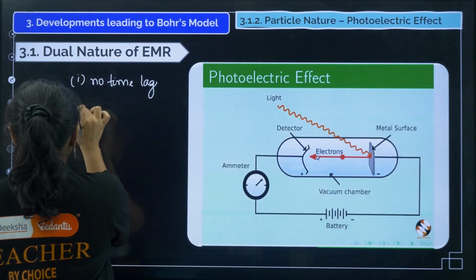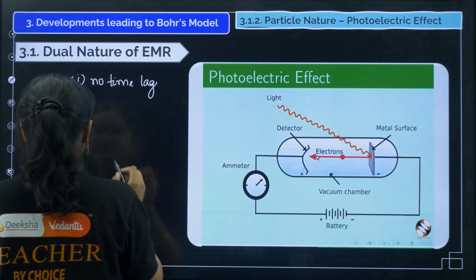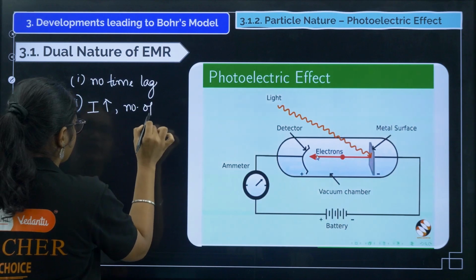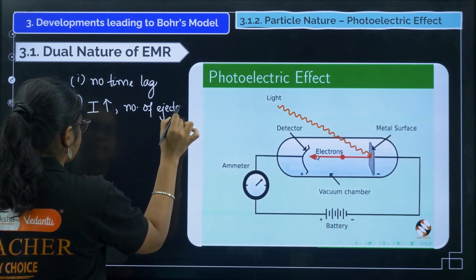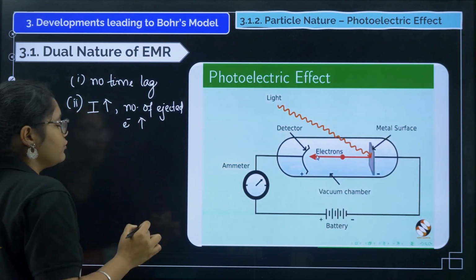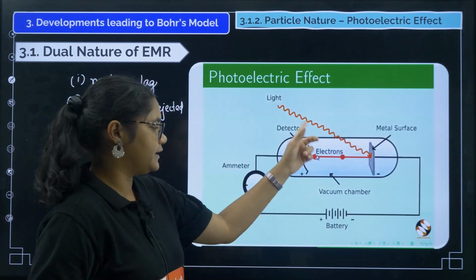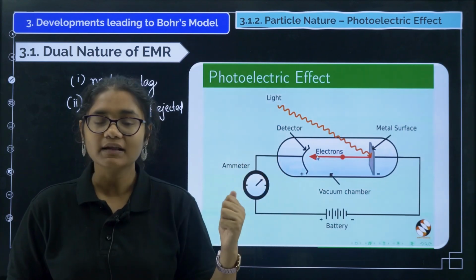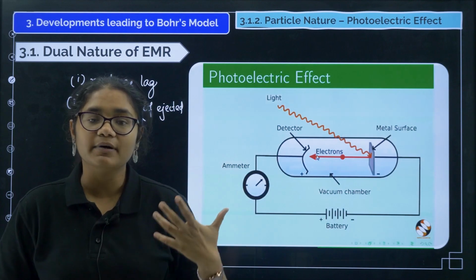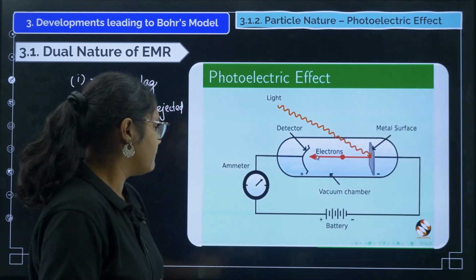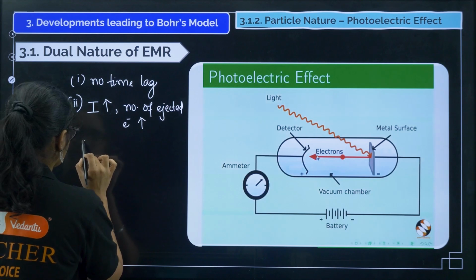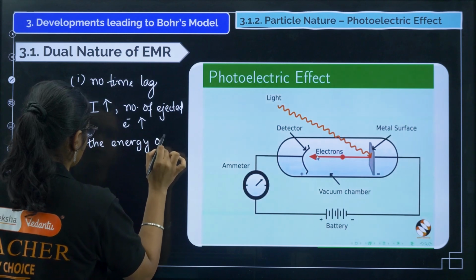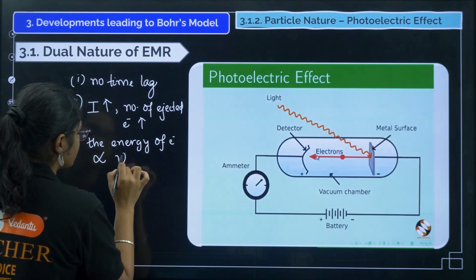Now what was the second observation here? The second observation was that if the intensity of the light increased, the number of ejected electrons increased. Light intensity means bright light and dull light. If the intensity of the light was increased, the number of electrons ejected was definitely more, but the energy of the electrons is dependent on the frequency of light.